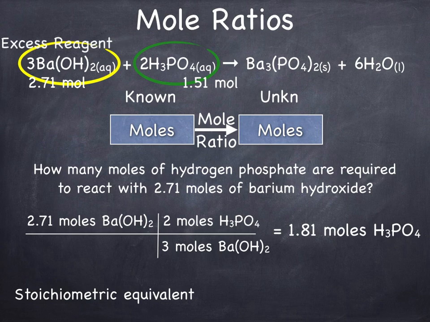You certainly can't make a full batch of those cookies. We would refer to that thing that we have more than enough of as the excess reagent, because when this reaction is done, some of that barium hydroxide is going to be left over. And that thing that you're going to run out of is called your limiting reagent. You can produce no more product than your limiting reagent allows. So we will not react all 2.71 moles of barium hydroxide, and there will be a little bit of barium hydroxide left over.